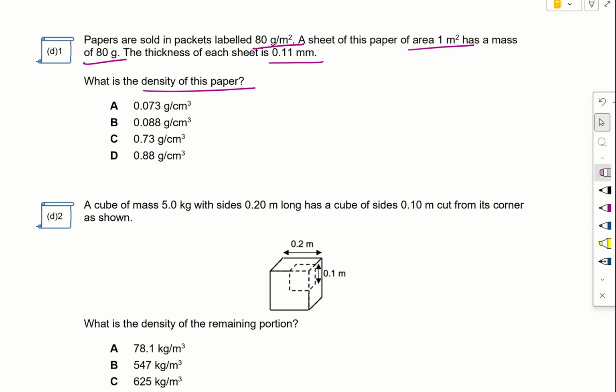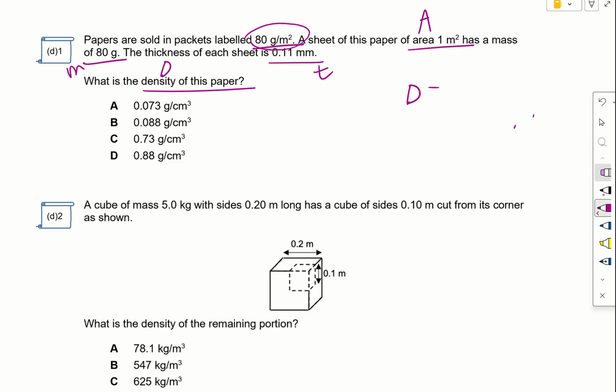Okay, not the SI unit. We do have SI unit, so this is the area. Okay, so they are labeled like that, grams per meter square. They have a mass, and the thickness is 0.11 mm. So they want us to find the density.